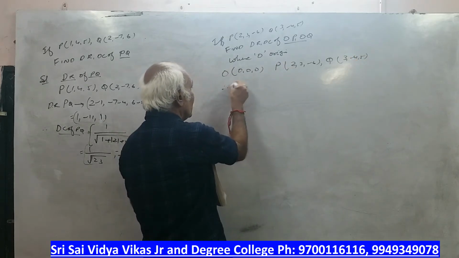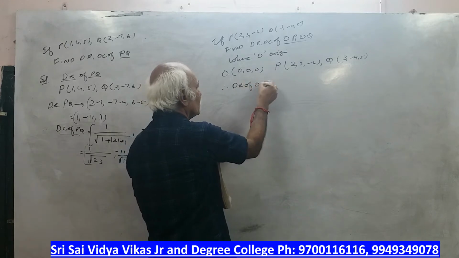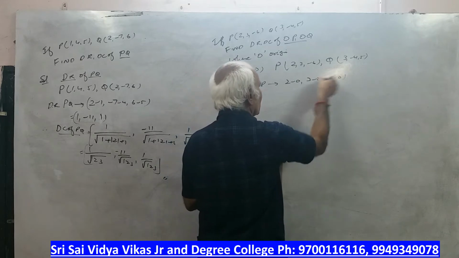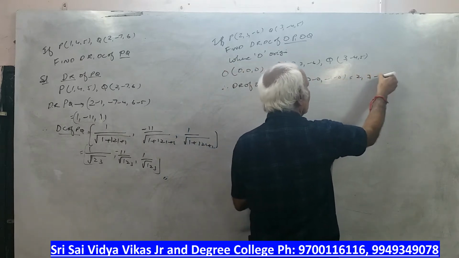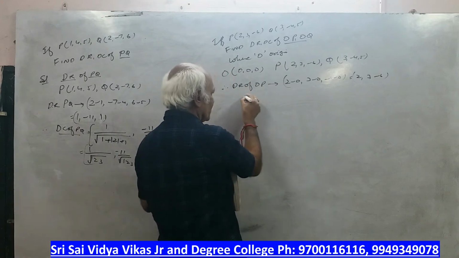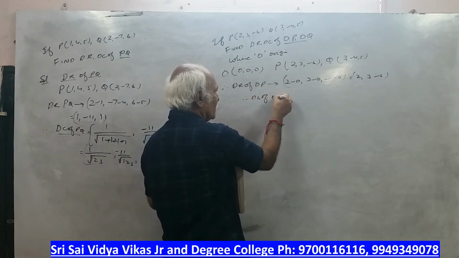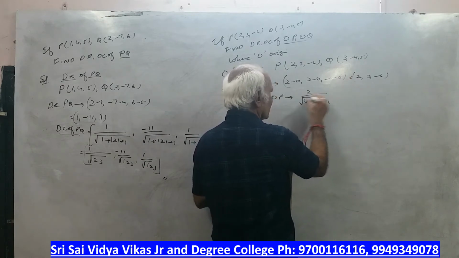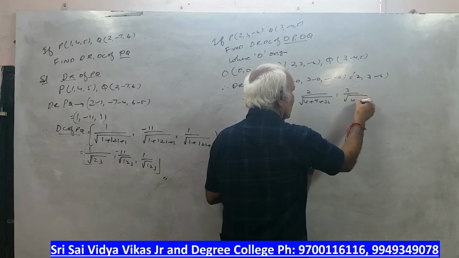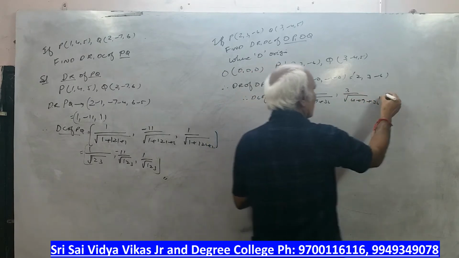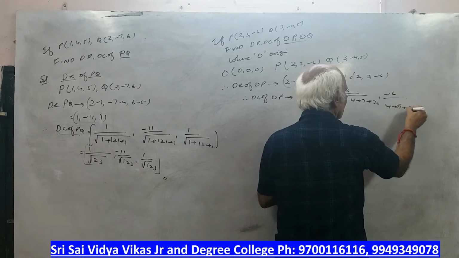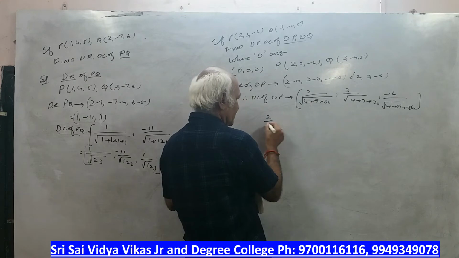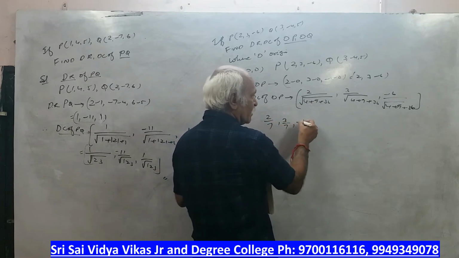Therefore, DR of OP, just the numerical difference: 2 minus 0, 3 minus 0, minus 6 minus 0. So this becomes 2, 3, minus 6. Same values will come because the origin is there. Therefore, DCs of OP: 2 divided by root of 4 plus 9 plus 36. Next, 3 by root of 4 plus 9 plus 36. Minus 6 by root of 4 plus 9 plus 36. So what will happen? 2 by 49 means 7. 3 by 7, minus 6 by 7.